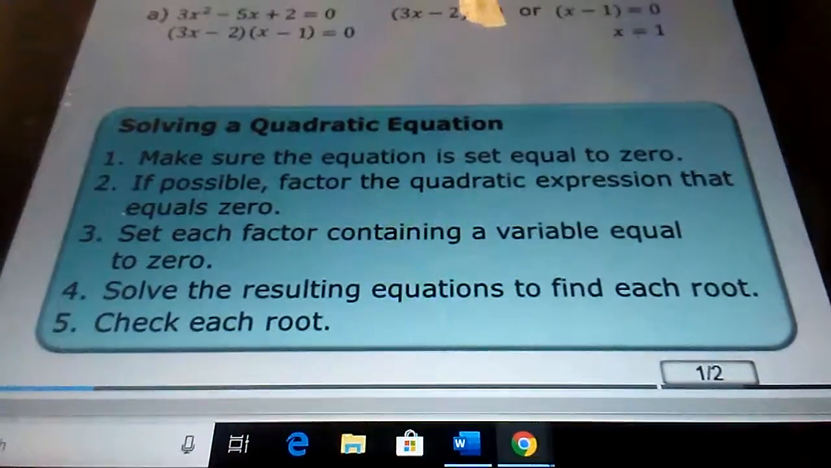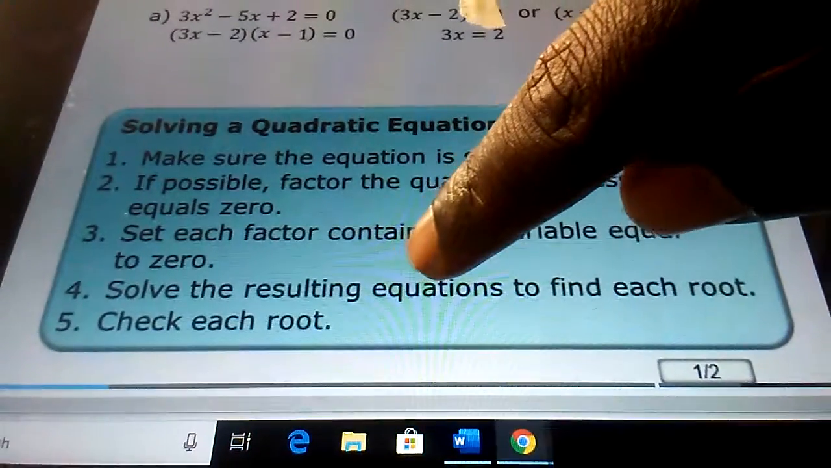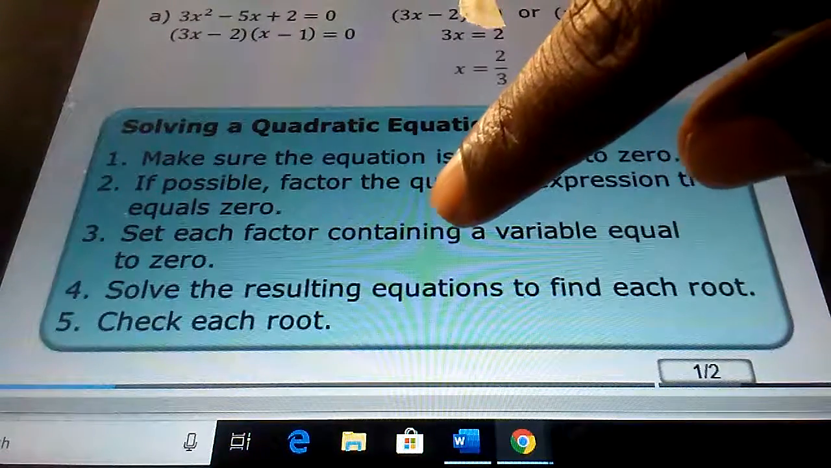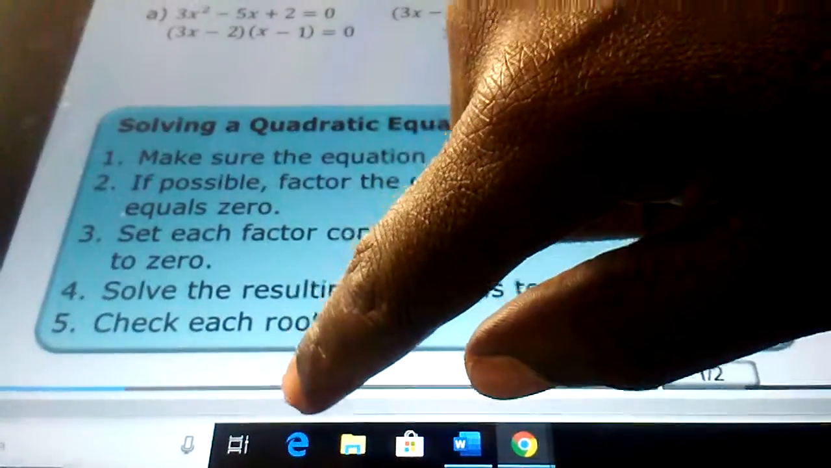Now let's solve 3x minus 2 equals 0. Add 2 to both sides of the equation. 3x is equal to 2. Finally, divide both sides of the equation by 3 to find x is equal to 2/3. So the solutions or roots of this quadratic equation are 2/3 and 1.